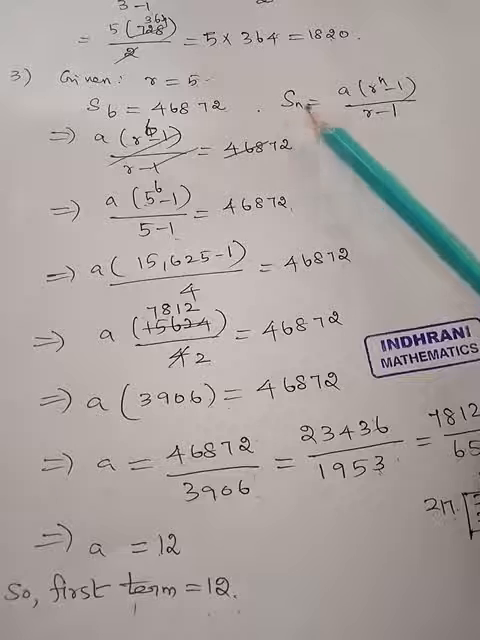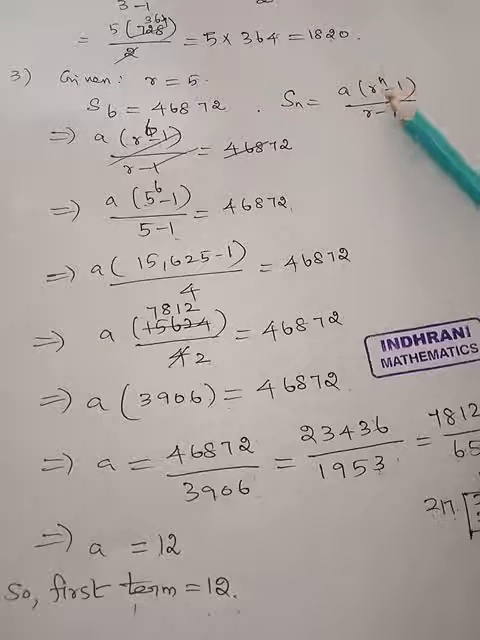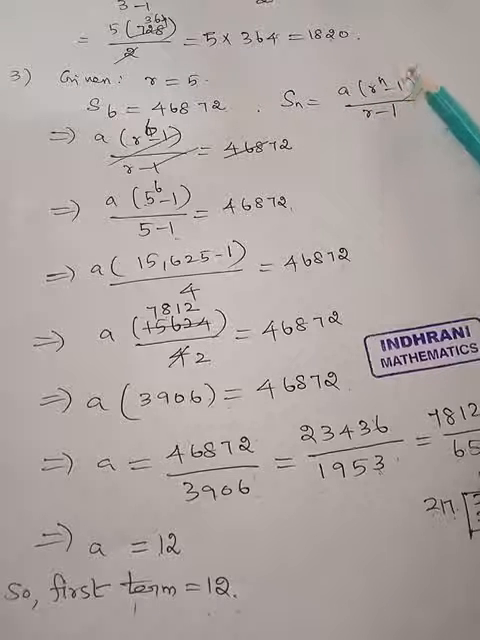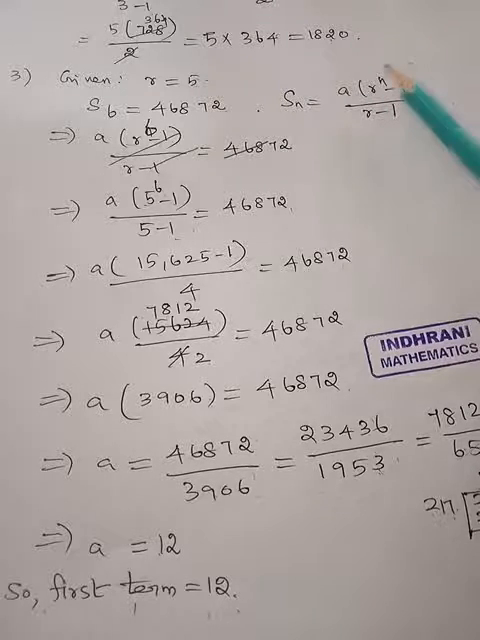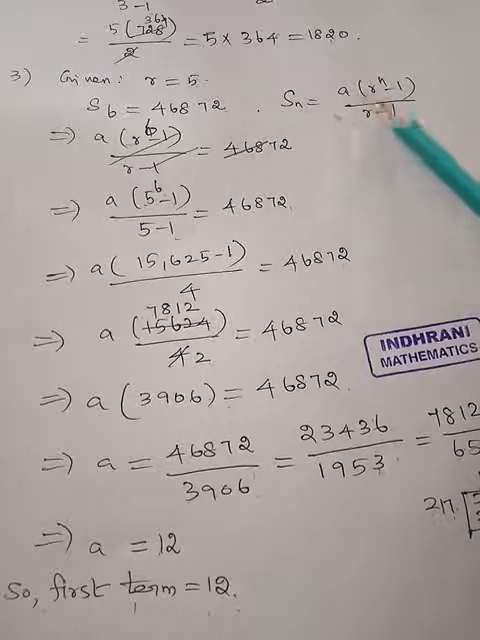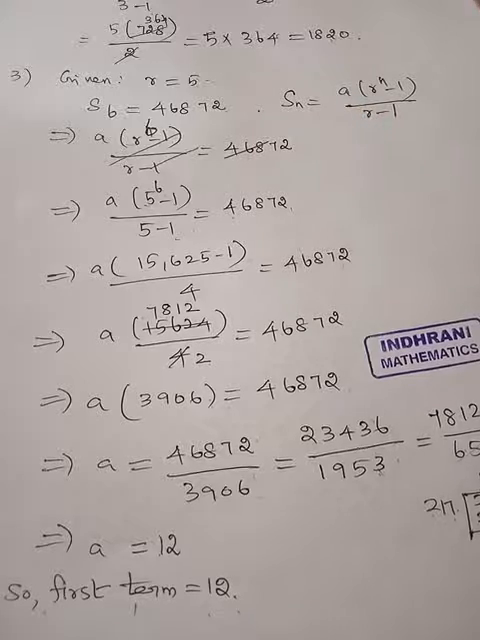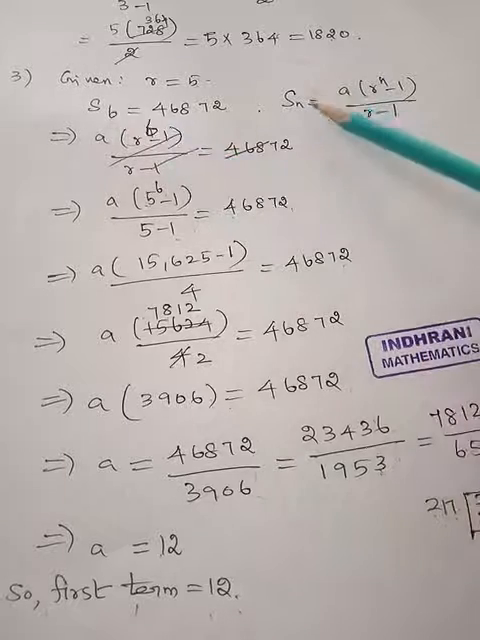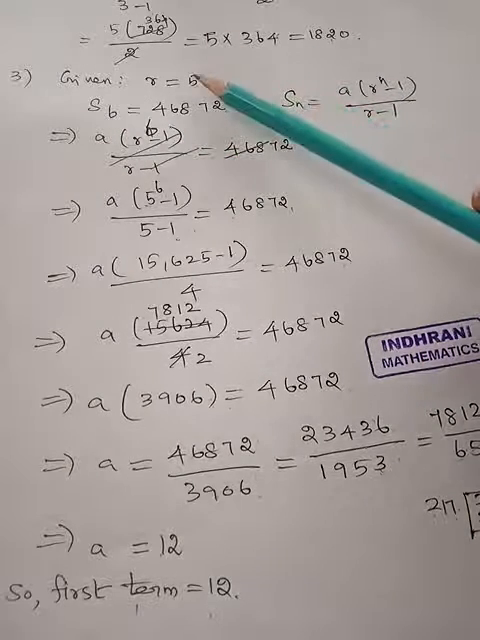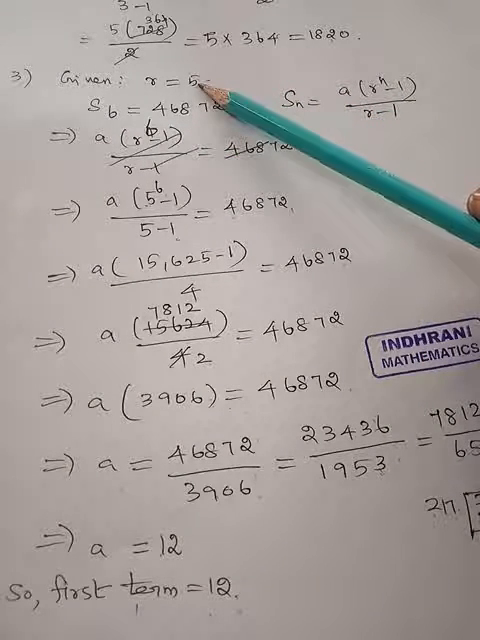So, the formula for Sn is A into R power n minus 1 by R minus 1. You can take this one or 1 minus R power n by 1 minus R also. Both are one and the same. So, I am taking this value for Sn. Substitute n is equal to 6, you will get S6. Same time, you substitute the value for R also, 5.